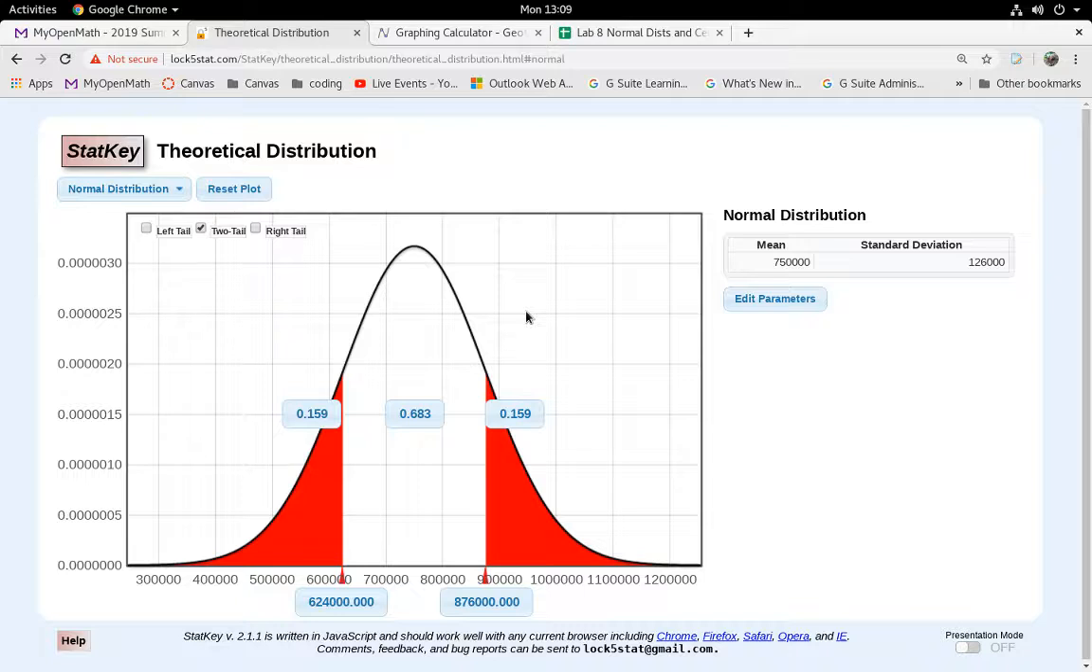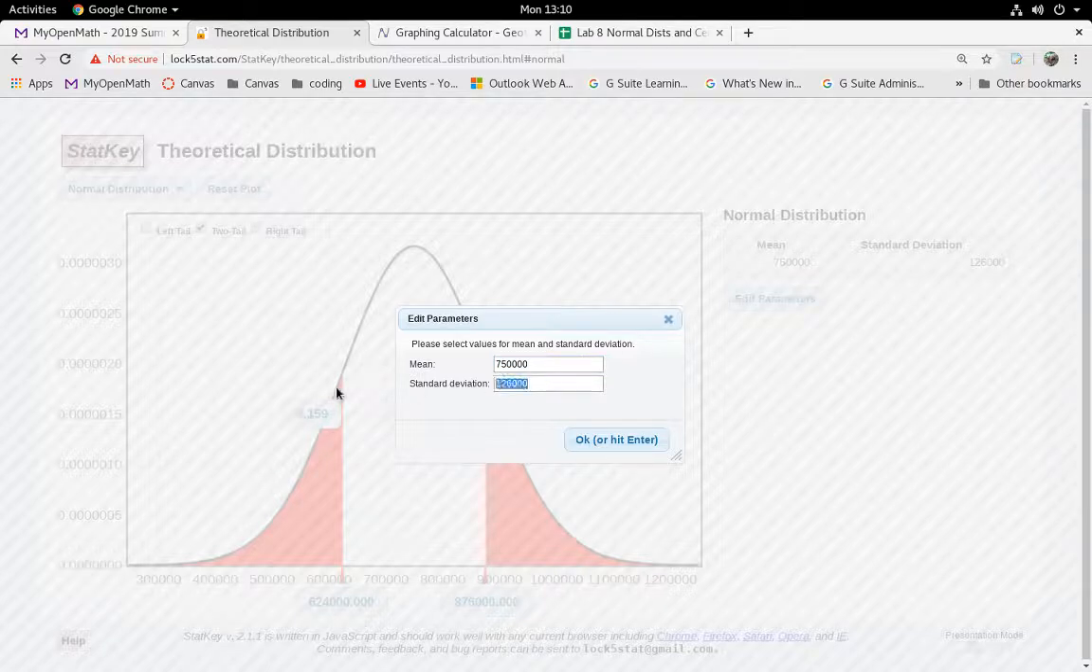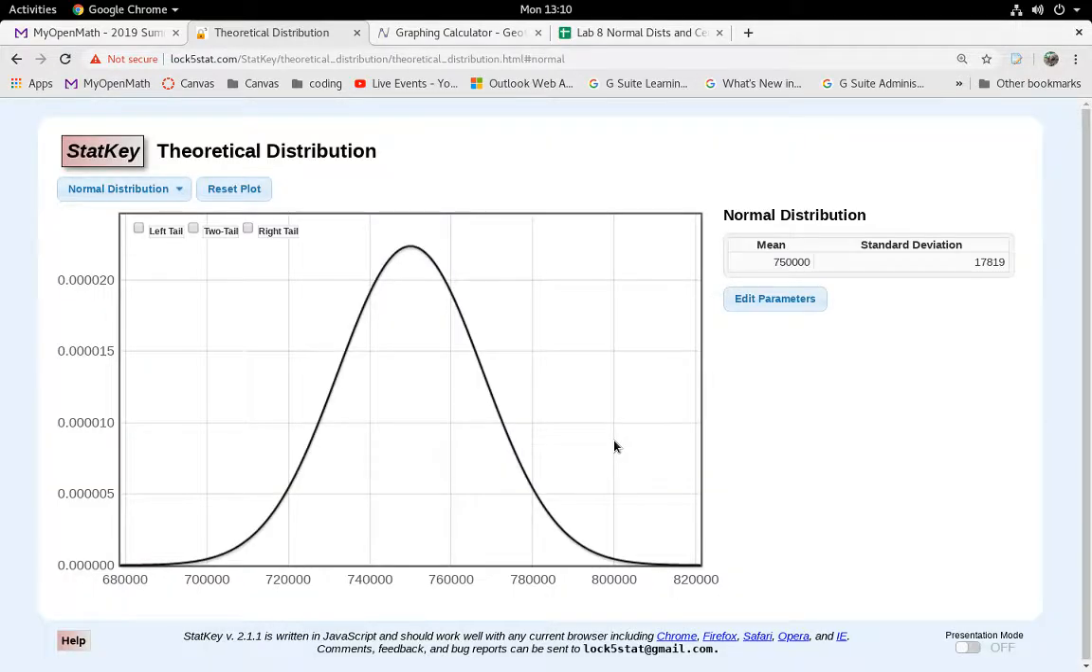Now that's when I'm looking at single samples, but now I'm looking at samples of size 55. So now I have to edit the standard deviation to deal with the sample size, and that was 17,819. That is the new standard deviation, and what that does is it narrows this quite a bit. So now, instead of going down to 400,000, I'm only going down to around 700,000, and before we went up over 1 million, and now we're only getting up to 800,000, because we have a narrower spread, a smaller standard deviation.